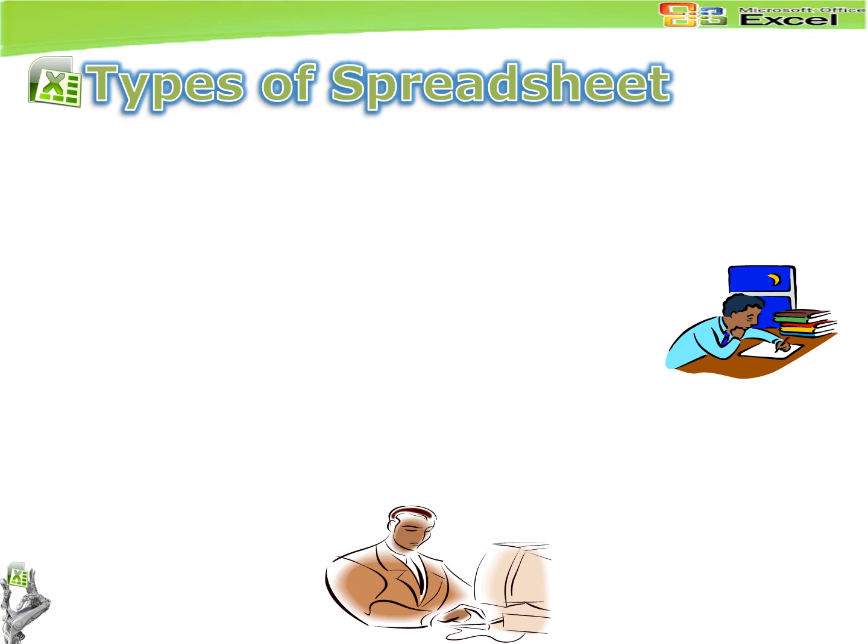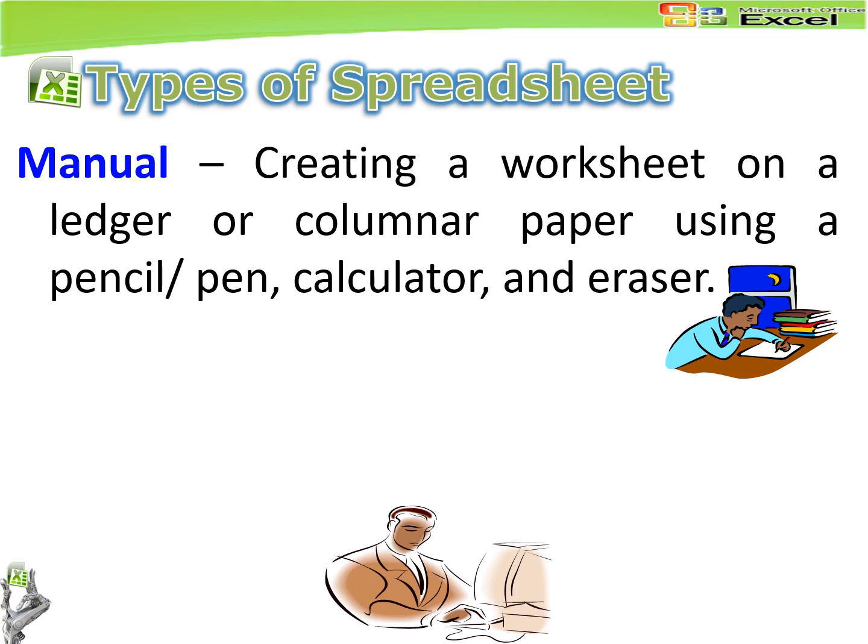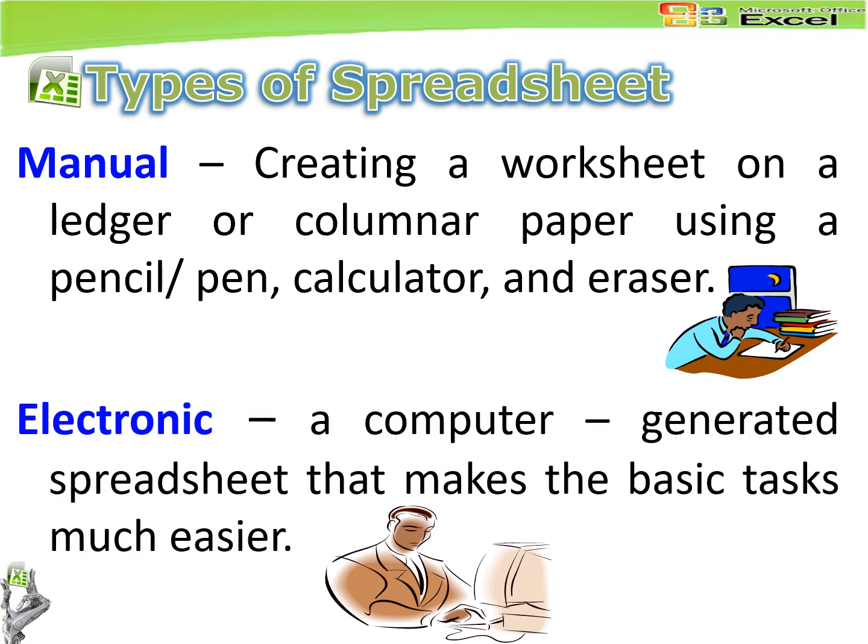And we have two types of spreadsheet. The first one is a manual, which is using or creating a worksheet on a ledger or columnar paper using a pencil or pen, a calculator, and eraser. And we have also the other type of spreadsheet, which is an electronic. So we use a computer program or a software spreadsheet that makes the basic task much easier.